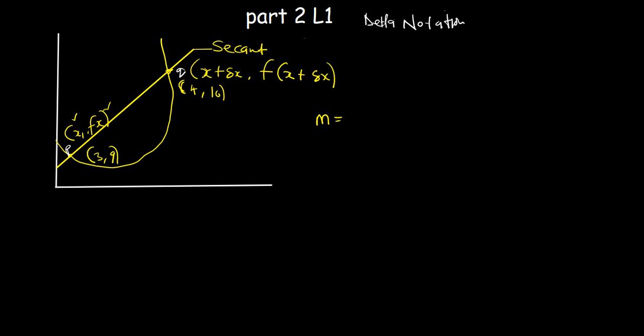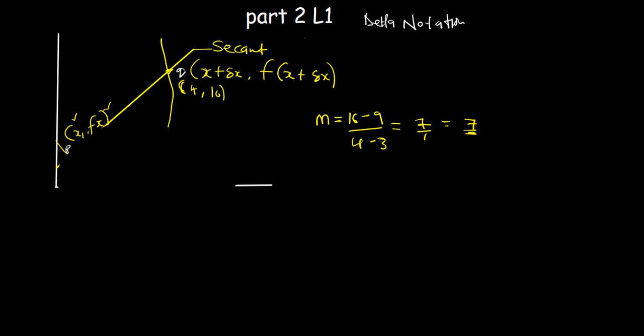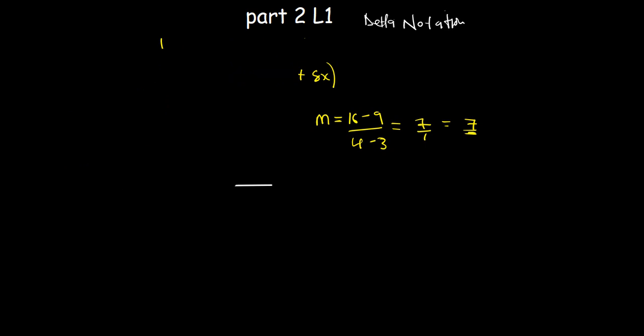Now the process of finding the gradient is what we call differentiation. So we say m equals y2 minus y1 over x2 minus x1. So y2 is 16, minus y1 is 9, over x2 is 4, minus x1 is 3. So this will give us 7 over 1, that will just give us 7. So that's a gradient of a constant number. It is giving us a constant, but the issue of these delta things is that they are not numbers. That's why we have these delta things.